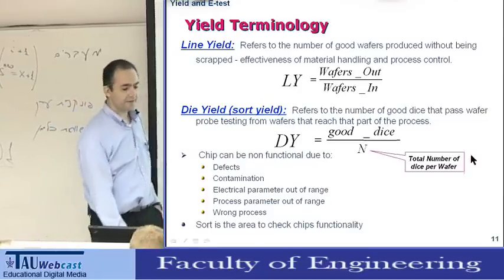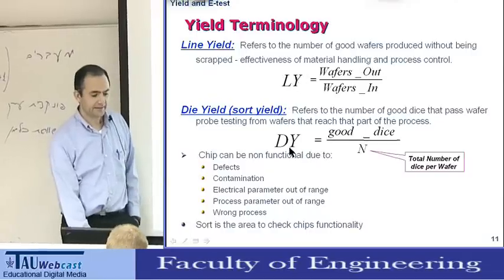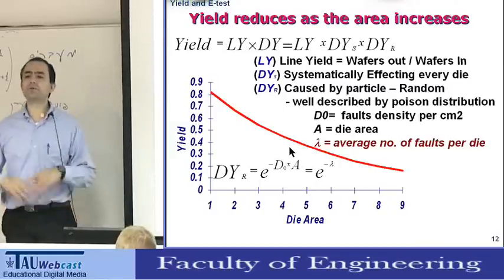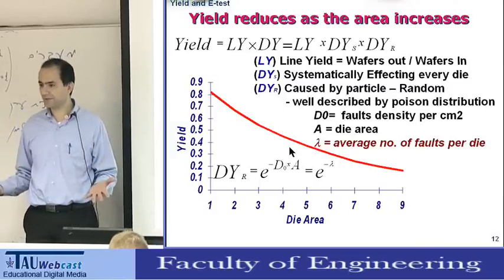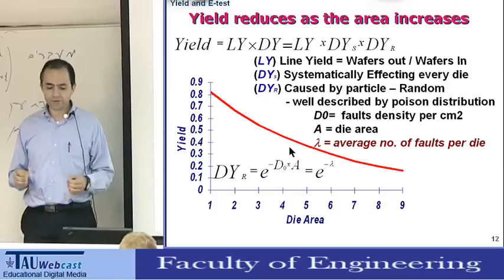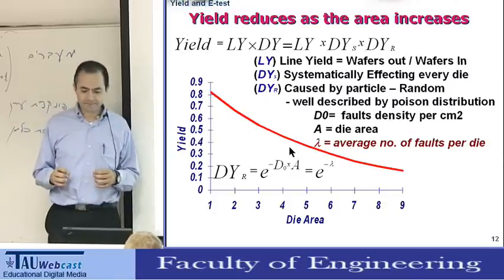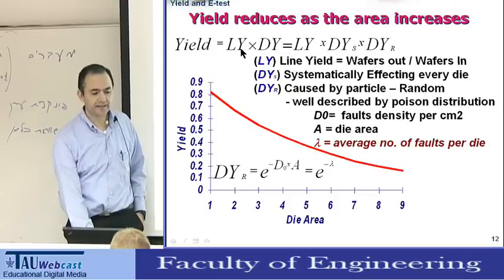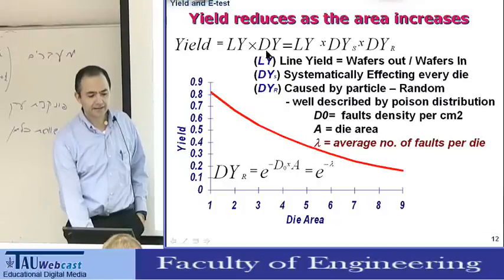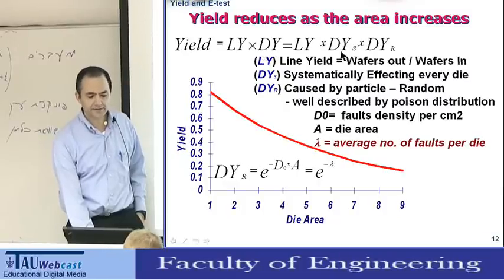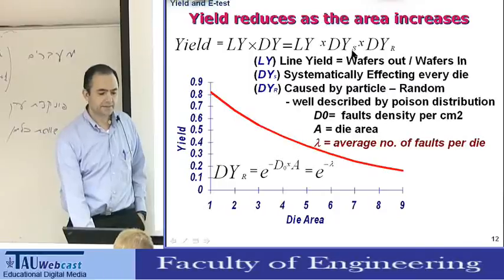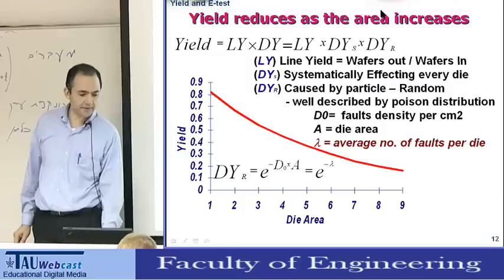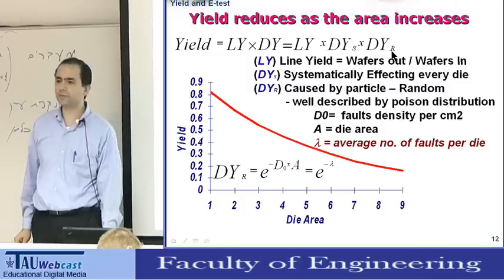Okay, so now we have the definition of line yield and die yield. Now, the total yield out of the fab is the total potential number of dies we can get out, and is divided into several yield mechanisms. So, the total yield of the fab depends on the line yield and on the die yield. Now, the die yield itself depends on two separate mechanisms. One is die yield S, which is the systematic die yield, and the other one is die yield R, which is the random die yield.